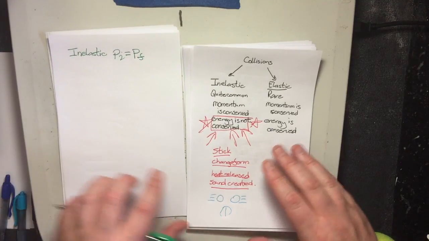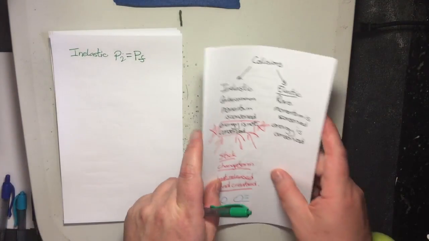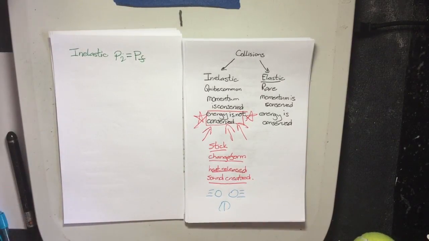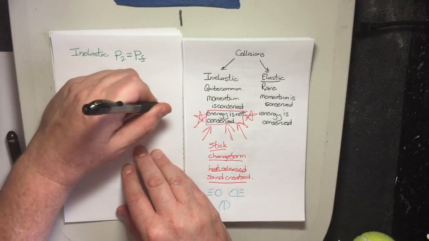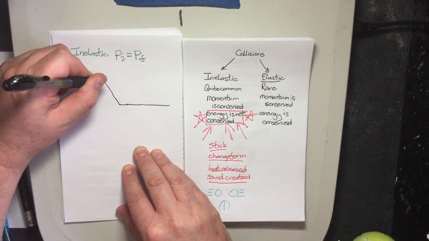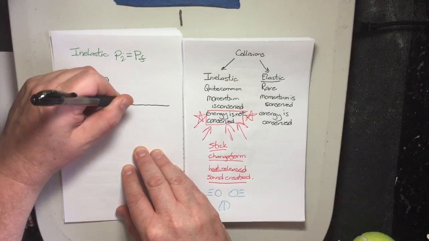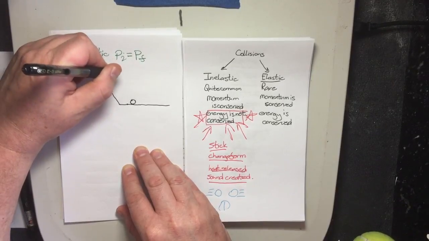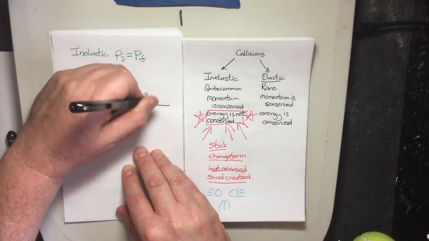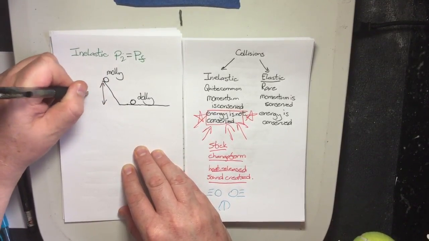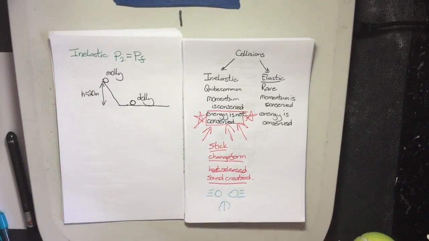All right, so what we're going to do is a simple inelastic collision, and then we'll be out of here, or we'll play with it for a while. Oh, a couple of things. This is what we're going to do. This is the Molly Dolly Panda problem.